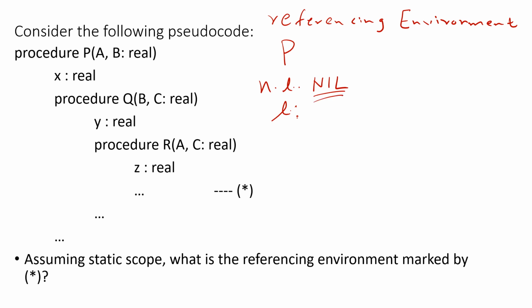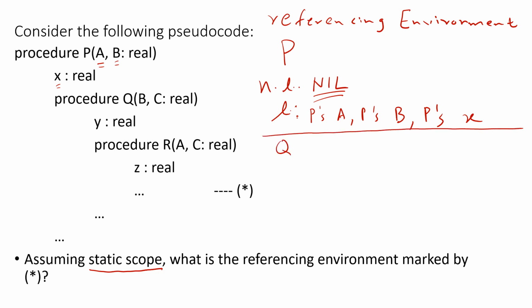Why? Because P is the first procedure defined. We are talking about static scope rules. P is the outermost procedure. P is playing the role of main. P is not defined in any other procedure. Hence it does not have access to any non-local variables, so its non-local referencing environment is nil. Whereas for the local referencing environment, it has A, B and X. So it has access to P's A, P's B and P's X. Okay, so that is the referencing environment for P.